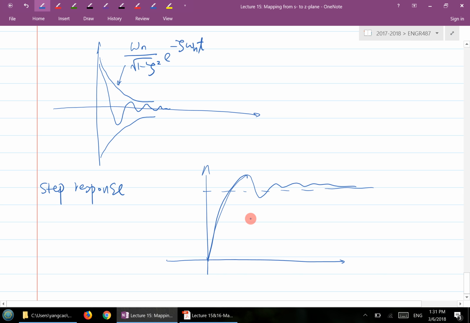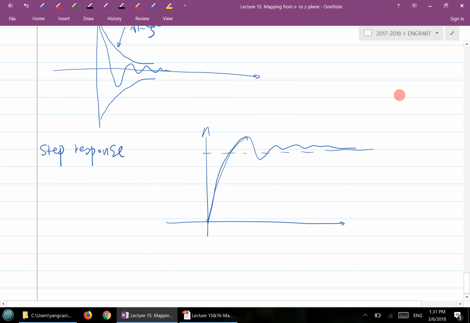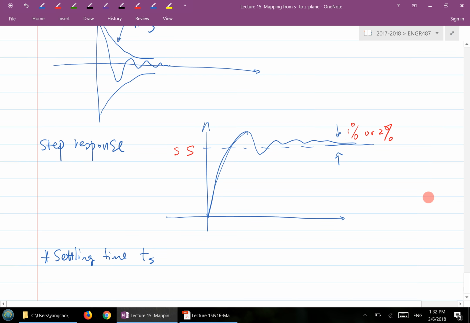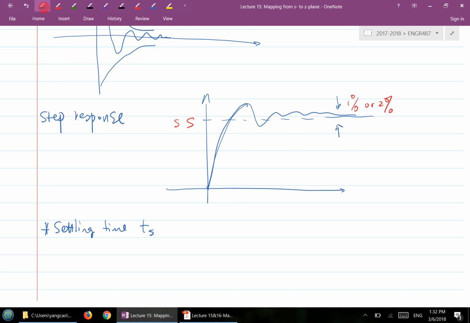Based on the step response, we have a number of very important parameters for system design essentially. Number one here is called settling time, and we call it TS. Settling time basically means how long it takes to settle within a certain percentage of the steady state value here, right? So this is steady state. How long does it take to settle within, let's say, either 1% or 2%? There are two different criteria for settling time.